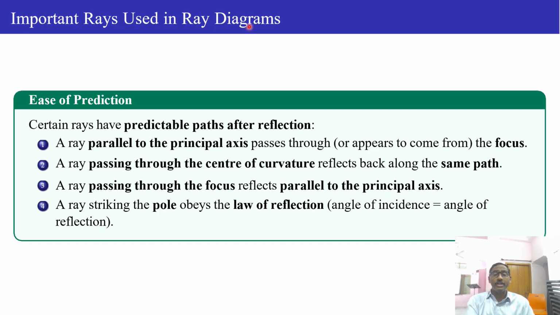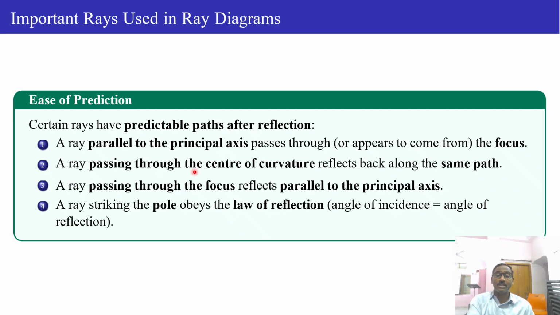Important rays used in ray diagrams. Certain rays have predictable paths after reflection. A ray parallel to the principal axis passes through the focus. A ray parallel to the principal axis appears to come from the focus in the case of a convex mirror. In the case of a concave mirror, a ray parallel to the principal axis passes through the focus.